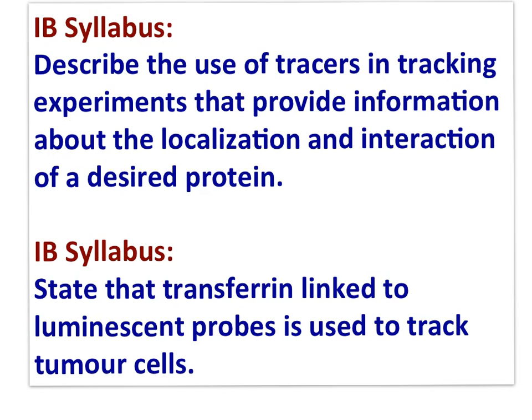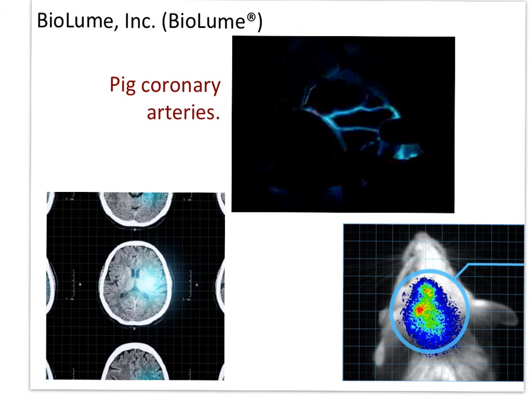Over the last dozen slides or so, I've been working on this IB syllabus statement. Describe the use of tracers in tracking experiments that provide information about the localization and interaction of a desired protein. And you need to be able to state that transferrin linked to luminescent probes is used to track tumor cells.